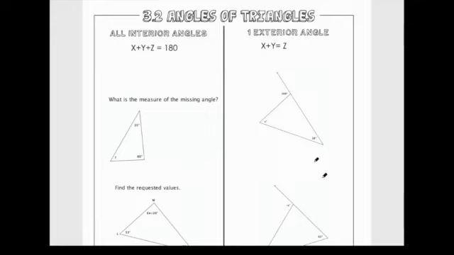We are going to revisit angles of triangles today, and I'm going to do a side-by-side comparison of the type of problems that we can have. There are two specific types of problems when we're talking about angles of triangles and their relationships. So the first one that you see here is all interior angles.